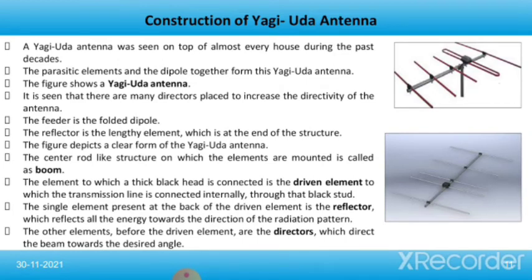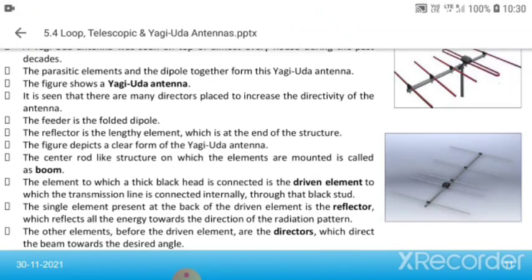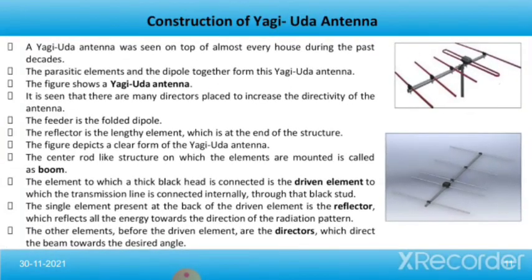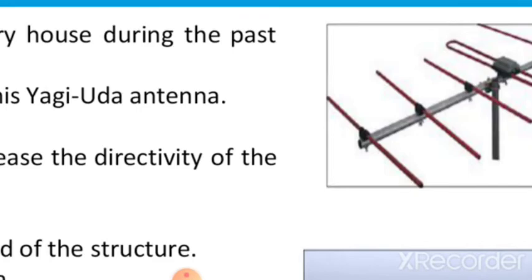The Yagi-Uda antenna was seen on top of almost every house during the past decades. The parasitic elements and the dipole together form this Yagi-Uda antenna. This figure shows the Yagi-Uda antenna. It is seen that there are many directors placed to increase the directivity of the antenna. The feeder is the folded dipole. This is the folded dipole. The reflector is the lengthy element which is at the end of the structure.